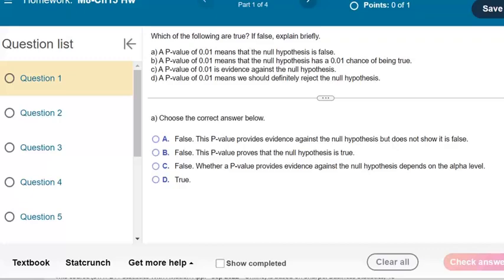So when I talk to students about a p-value, I use a loose interpretation. That's why I want to make a video on these questions, because they're asking us to use a strict interpretation of a p-value for a lot of these. So which of the following are true?